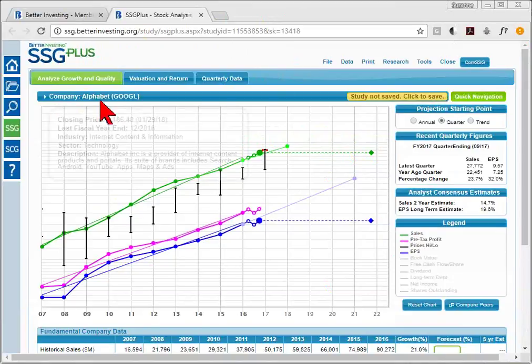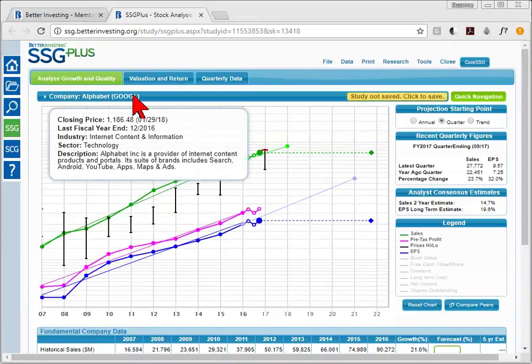So starting at the top here, many people don't realize that if you mouse over this top bar, you can see more information about the company. You may end up clicking through on a link or just putting in a ticker that you don't know much about. So this is a quick way of figuring out the sector, the industry that the company belongs to, and a short description. That might be enough to quench your interest for the moment.